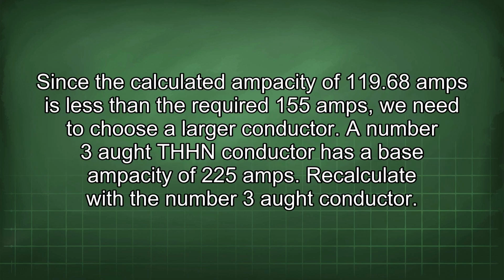Fifthly, select the conductor size. Since the calculated ampacity of 119.68 amps is less than the required 155 amps, we need to choose a larger conductor. A number 3 THHN conductor has a base ampacity of 225 amps. Recalculate with the number 3 conductor.